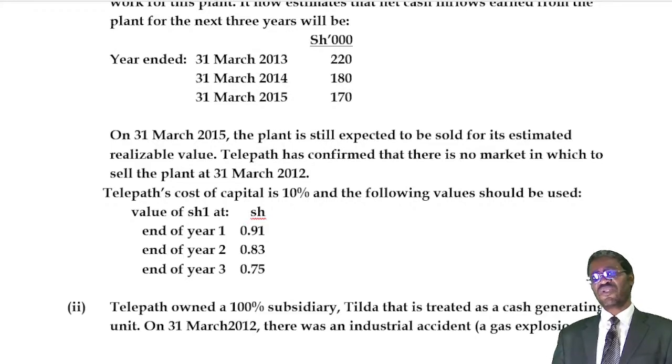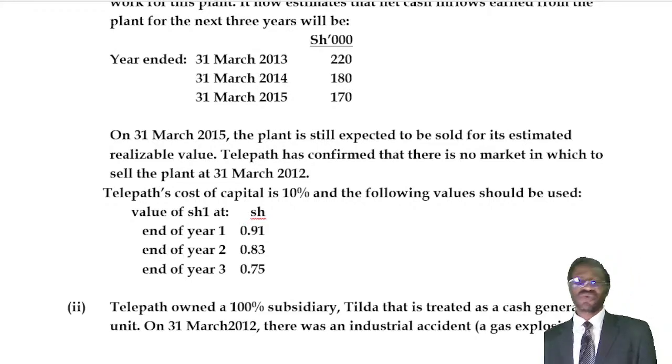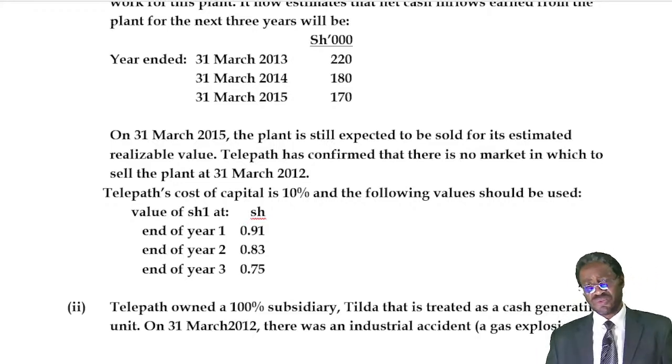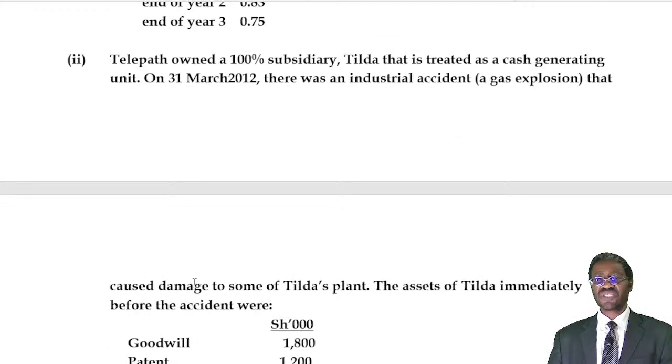Telpath's cost of capital is 10%, and the following values should be used. You are given the value of 1 shilling 1 year from now, 0.9; 2 years from now, 0.83; and 3 years from now, 0.7. Those are the discounting factors, of course. Number B2, let me roll it fast.